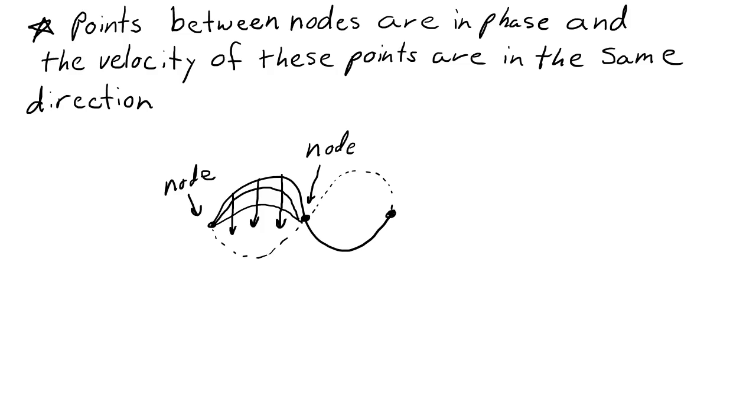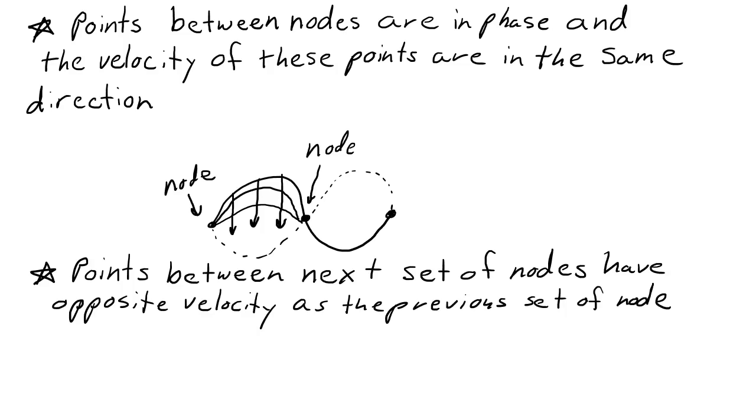The other property of a standing wave that's important to know about is that the points between the next set of nodes have the opposite velocity as the previous set of nodes. That means that if I look at my first two nodes, the velocity was going downwards, and if I look at the second two nodes, between this node and this node, the velocity of all the points is going to be going in the opposite direction. So as this string vibrates back and forth, all of these points are going to be moving upwards with the same velocity, because the points in the previous set of nodes were moving downwards with the same velocity.